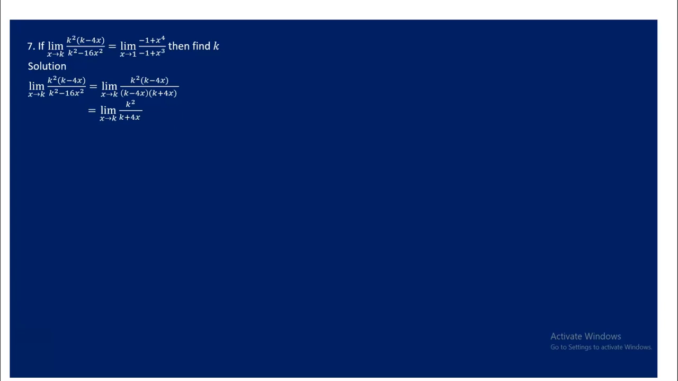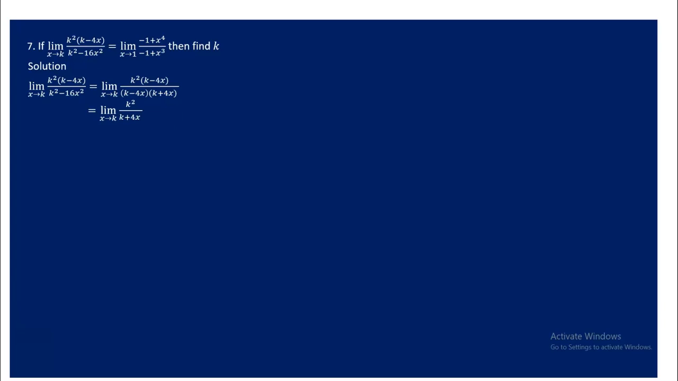Basically, students, you can also use derivatives to find this limit. You can use L'Hopital's rule, but let me show you how simplification is done. We now have this expression, because k minus 4x can be cancelled by k minus 4x. Then you are left with the limit of k squared divided by (k plus 4x) as x approaches k.